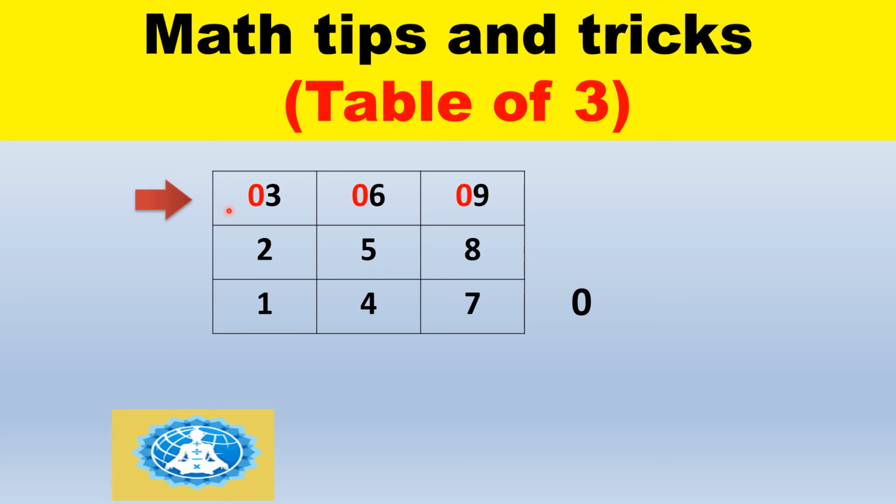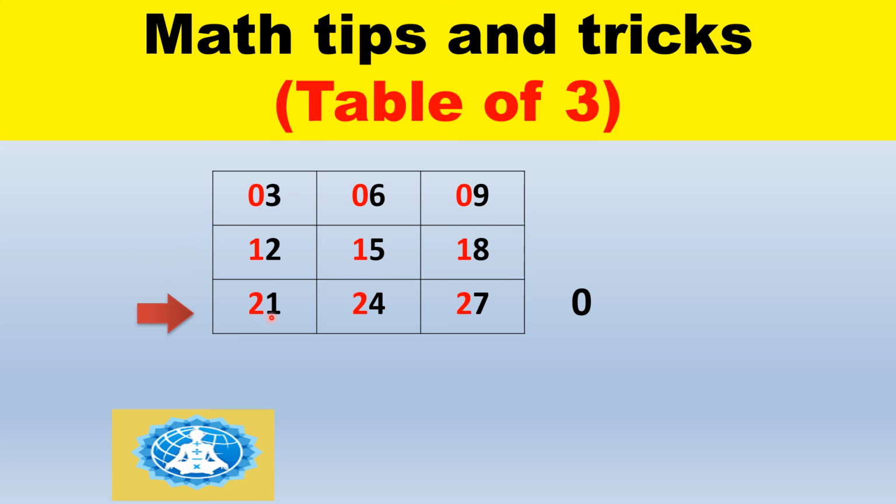In the top row, you just need to add 0 in the tens place. 03, 06, 09. Then the next step is you need to add 1 in the tens place in the middle row. 12, 15, 18.